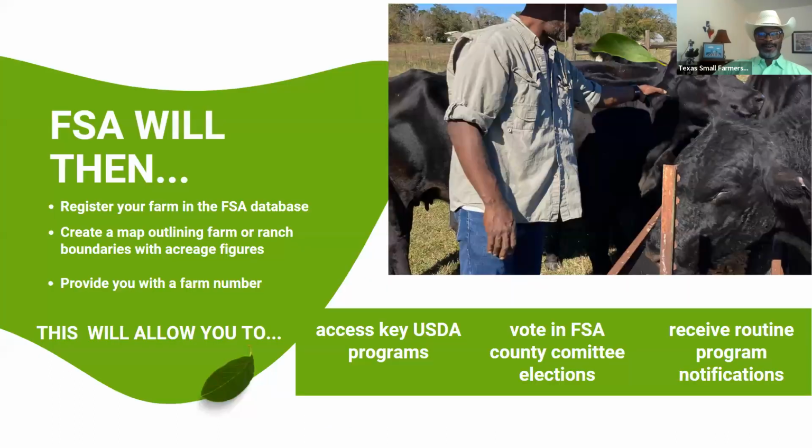All right. So once you do have that farm number, they'll register your farm in the FSA. Excuse me. Once you take the steps to bring in the proper information, FSA will register your farm in the FSA database. And Farm Service Agency, when I say FSA, I have to be careful. We always use those acronyms. They create a map outlining your farm or ranch boundaries with acreage figures, and then they will provide you with a farm number. This farm number will allow you to access key USDA programs, such as some of the programs that we're talking about here. It also allows you to vote in Farm Service Agency county committee elections, as well as receive routine program notifications hot off the press as they come through.